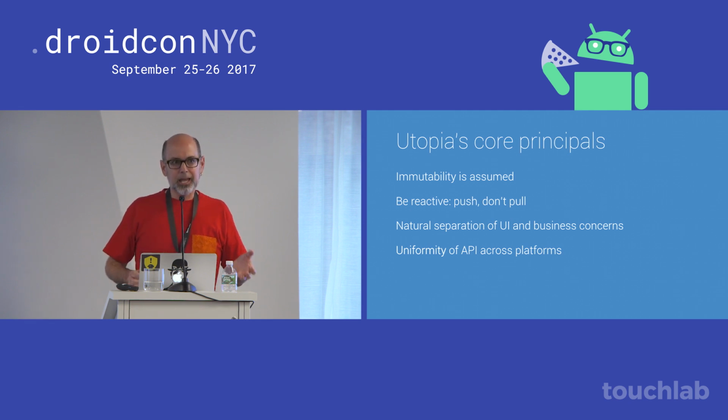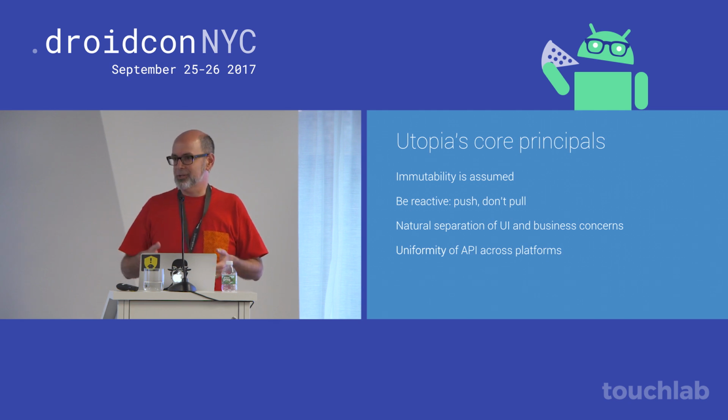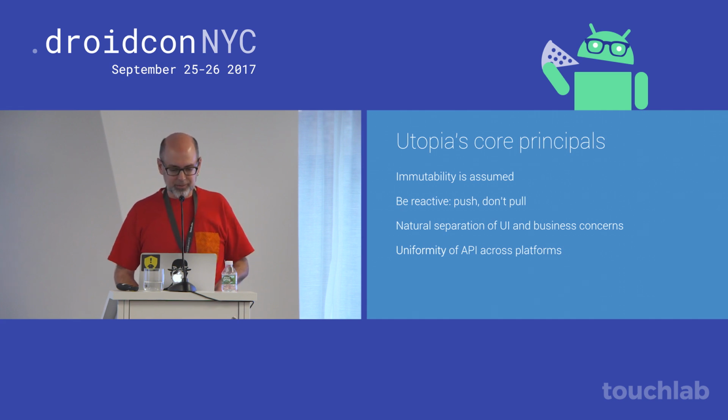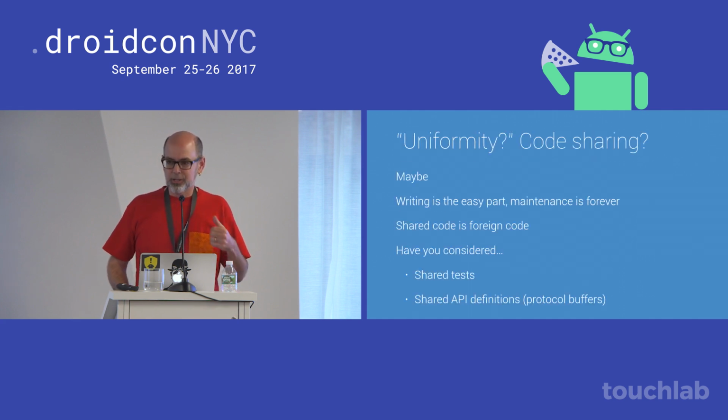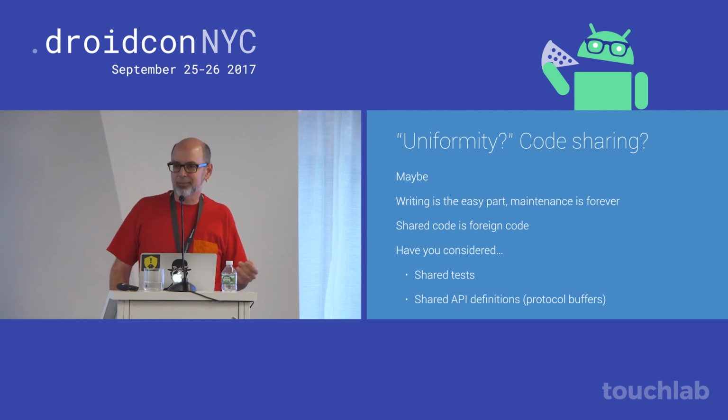And on an app that's meant to be identical on Android and iOS, where every divergence between those two is an accident, we would hope that we're going to see a uniformity of API across these platforms, across the modules that build up these things. So when I say uniformity, do I mean code sharing? Maybe, sometimes, probably not. We want to make sure that code sharing is possible.